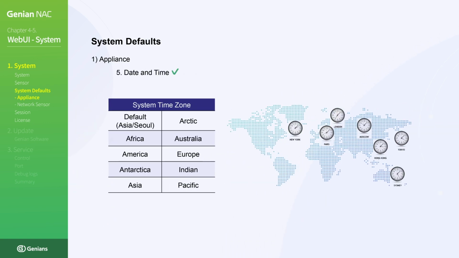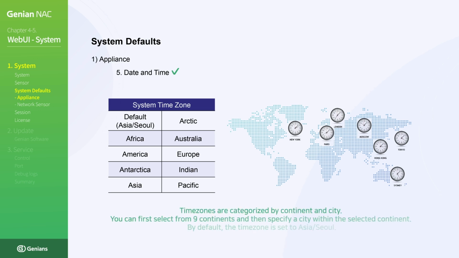The Date and Time section allows you to configure the system's time zone. Time zones are categorized by continent and city. You can first select from 9 continents and then specify a city within the selected continent. By default, the time zone is set to Asia Seoul.